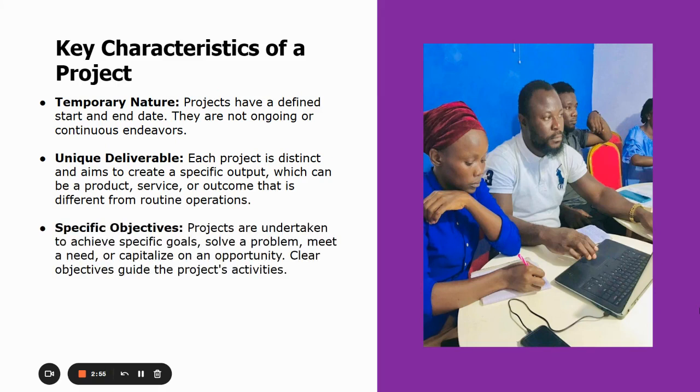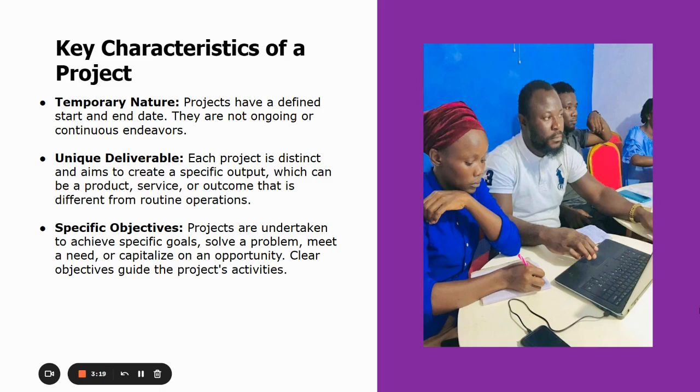Now, projects are different from operations. Operations are continuous or routine, while projects are specific within a time frame and to achieve specific results. Now, projects are implemented to achieve specific objectives. Objectives are the changes or the results or what we intend to achieve at the end of the project. Objectives can be specific goals.